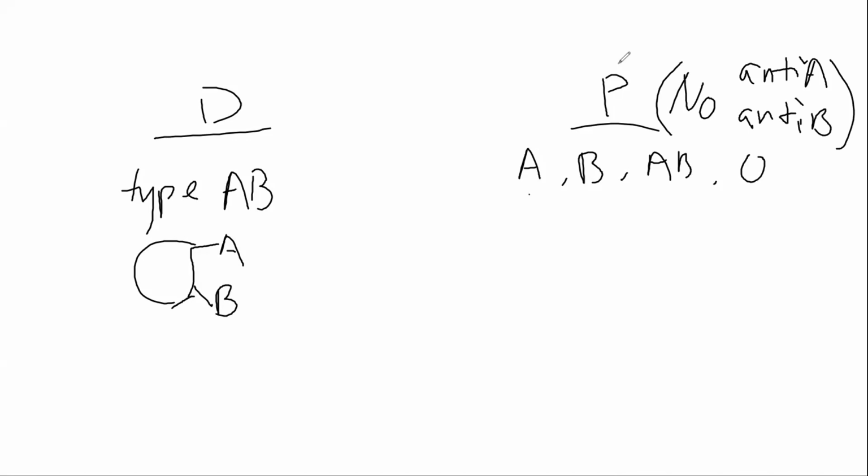So out of these 4 types of blood, which one has no anti-A, has no anti-B either? Only this one, right? So only the patient with a type AB blood can receive blood from this source.